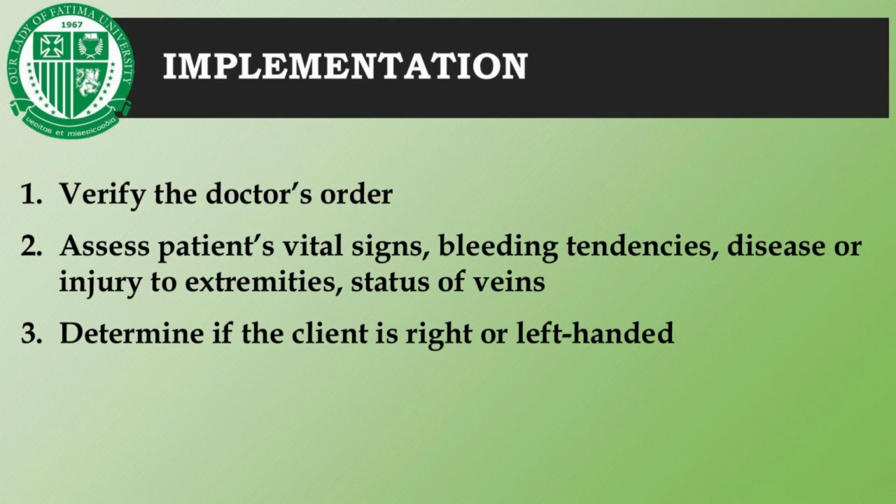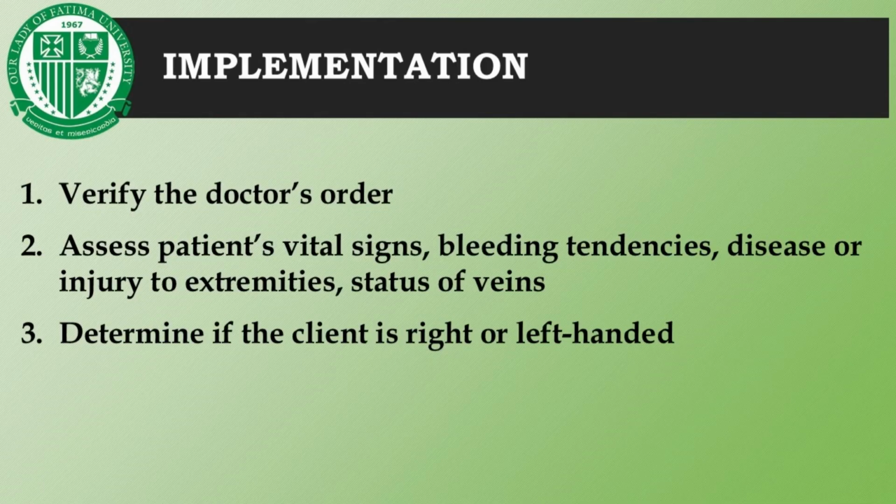This step prevents errors such as administering the wrong therapy, dosage, or medication, ensuring patient safety and adherence to professional standards. Next is to assess the patient's vital signs, bleeding tendencies, disease or injury to extremities, and status of veins. Assessing vital signs provides baseline data to detect any abnormalities or contraindications for IV therapy. Checking for bleeding tendencies ensures patient safety, especially in cases where anticoagulants or coagulopathies might increase the risk of complications.